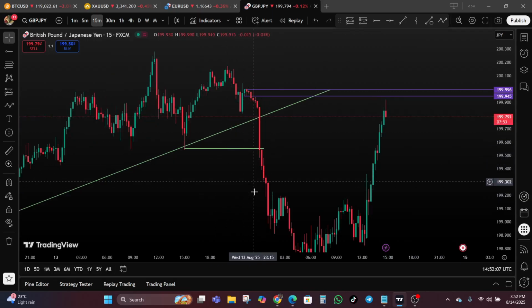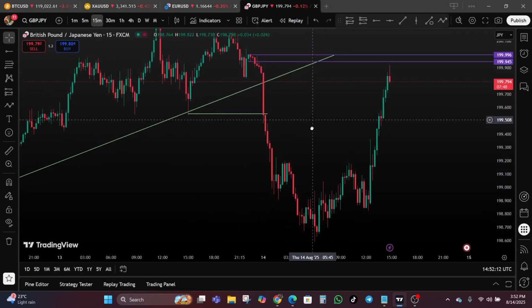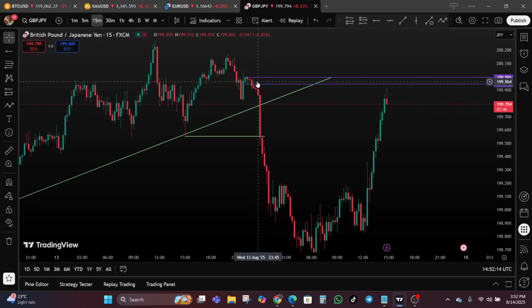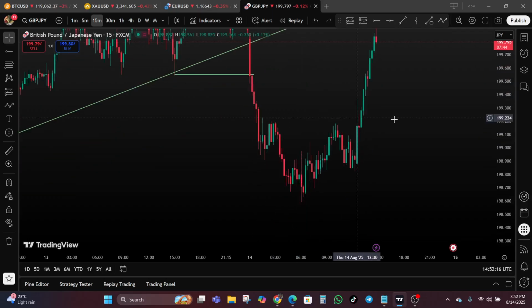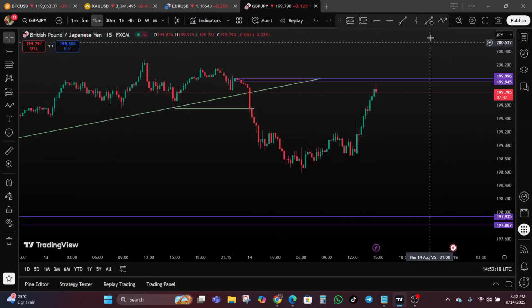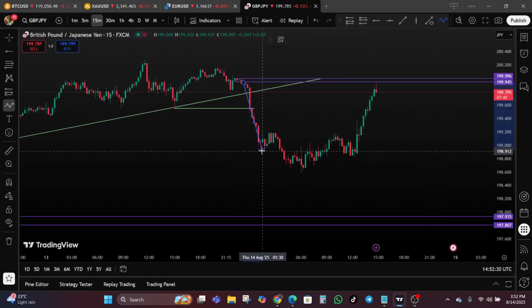Or rather, in this particular case, that led to this change of character. So this is going to be our bearish order block. But if it is in a case whereby the trend is already bearish, let's use this as an example.